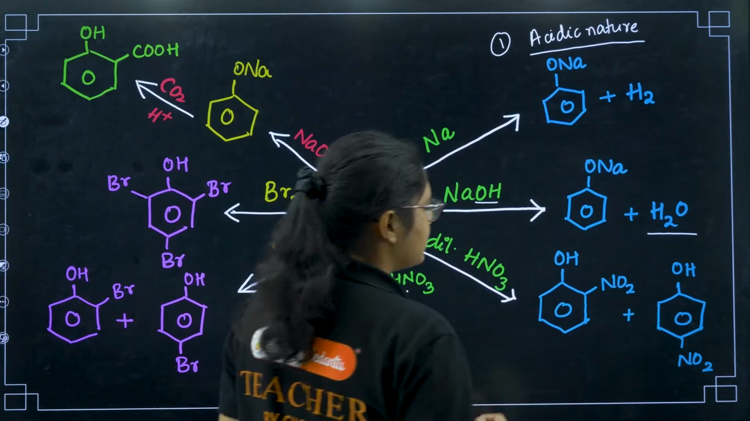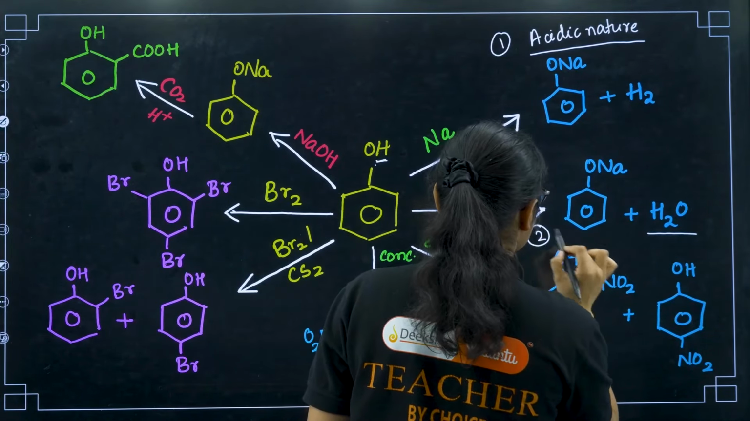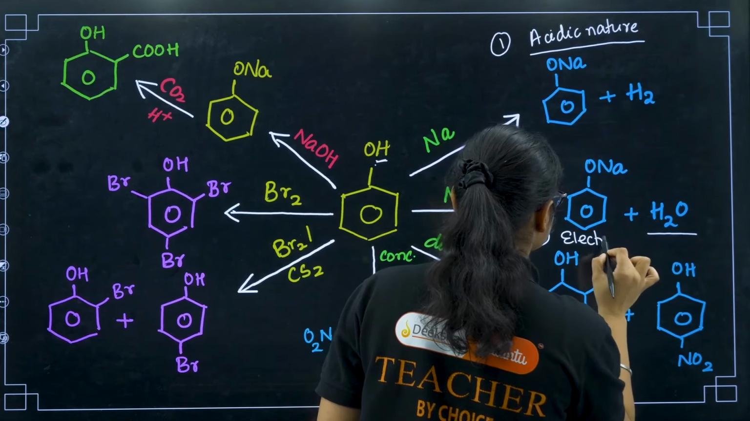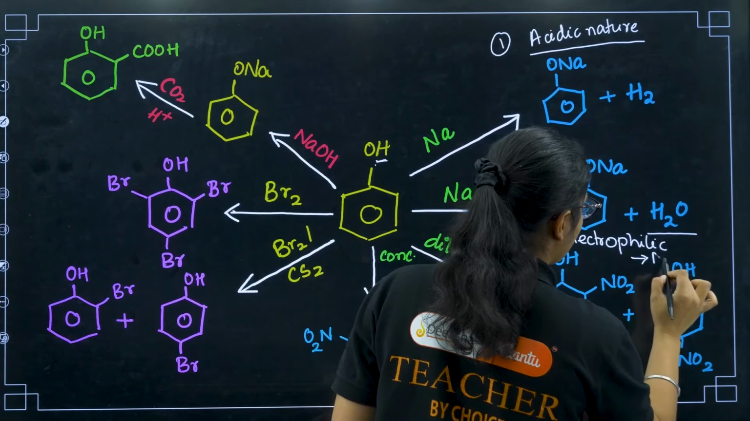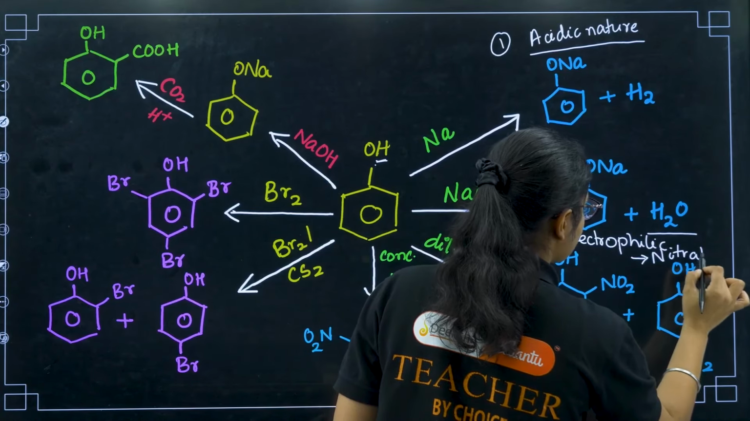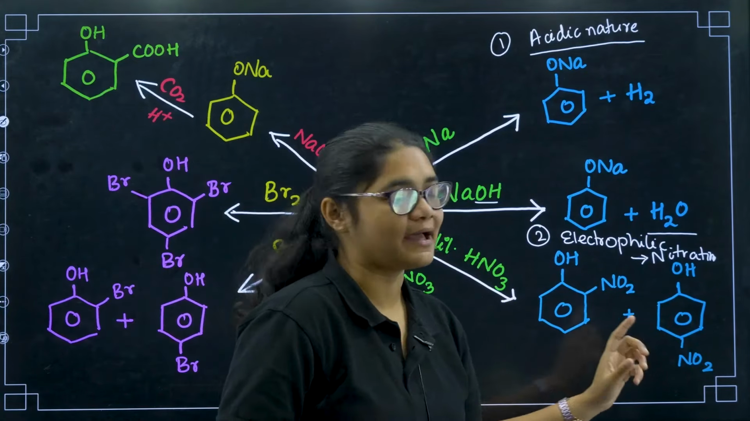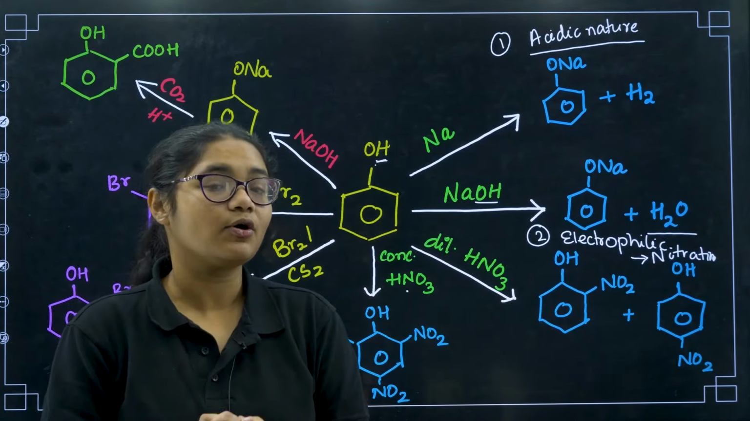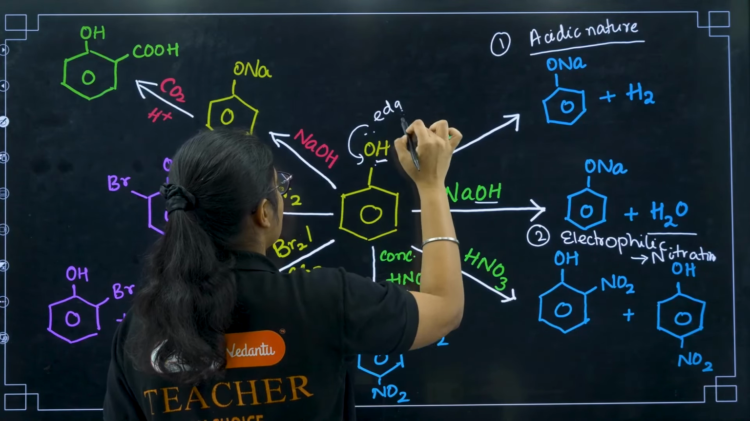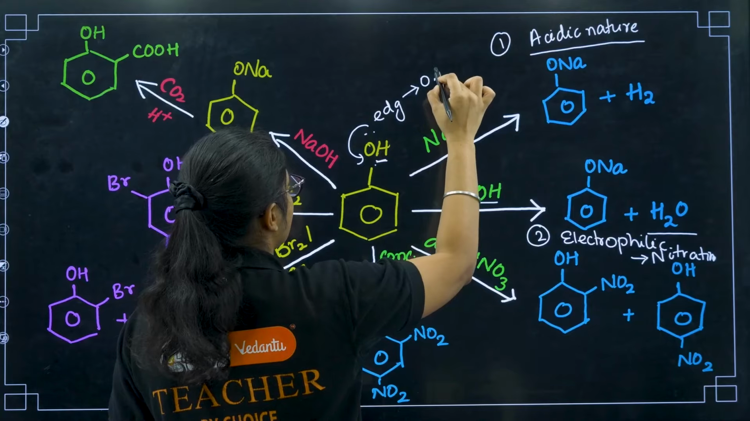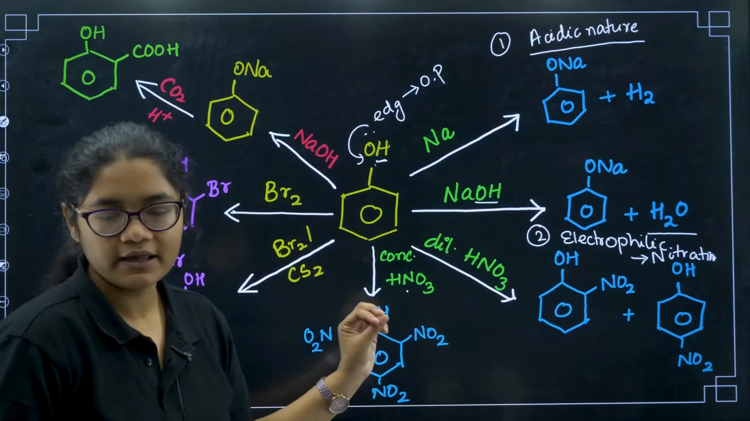Second one is the esterification process, which is similar to alcohols. Here we will discuss the second one, that is electrophilic substitution. Under that, the first one is nitration. If you take dilute HNO3, you will get ortho and para products separately. Now how are we getting ortho and para products? Because this OH is an electron donating group, so it is an ortho and para directing group. At ortho and para positions the substituents will be attached.